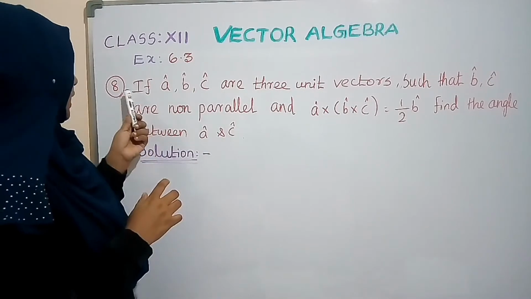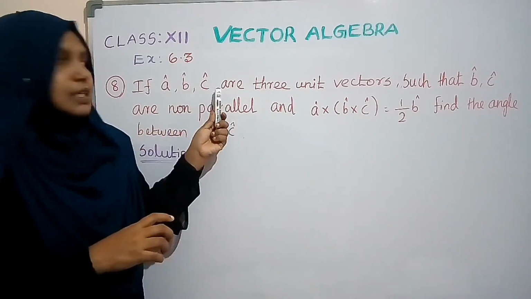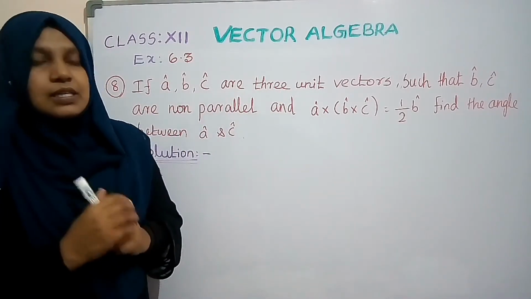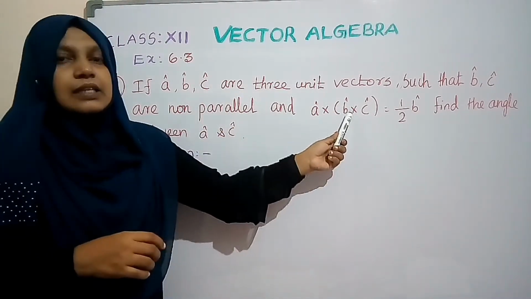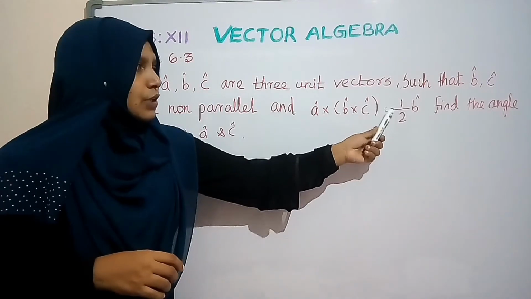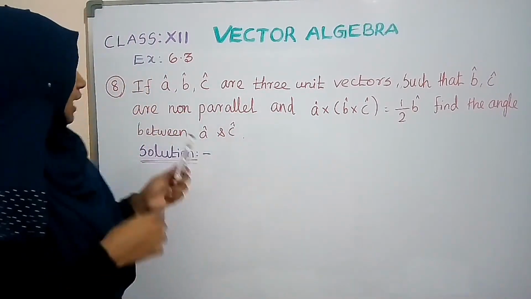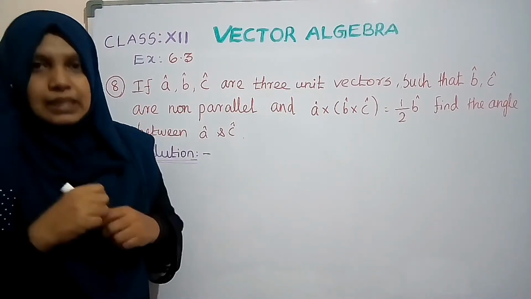Now see question number 8. If A cap, B cap, C cap are the three unit vectors such that B cap and C cap are non-parallel vectors and this vector triple product is equal to half into B cap, then find the angle between A cap and C cap.